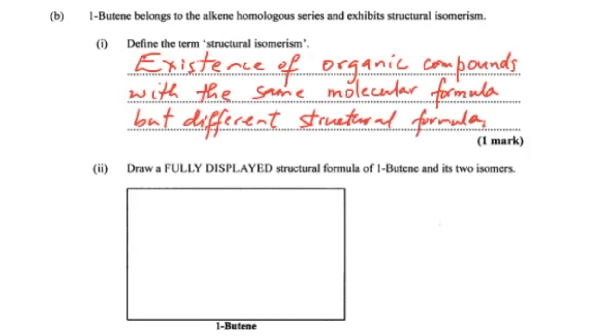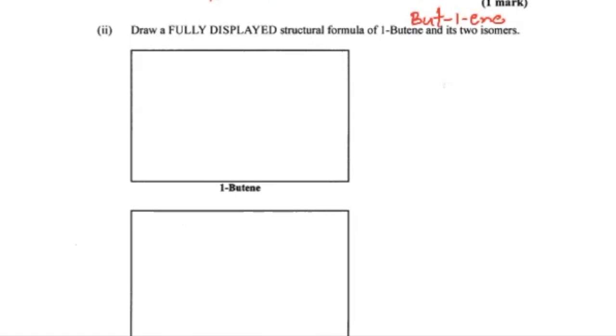All right. Then they want us to draw a fully displayed structural formula of 1-butene. Every time I see 1-butene, I'm tempted to just cross it out and put but-1-ene in, because that's really the IUPAC name. We'll look at what but-1-ene, or 1-butene, means. But is the prefix for 4. So we'll have 4 carbons. And then at carbon 1, the first carbon, there is a carbon-carbon double bond. So that's what we would have.